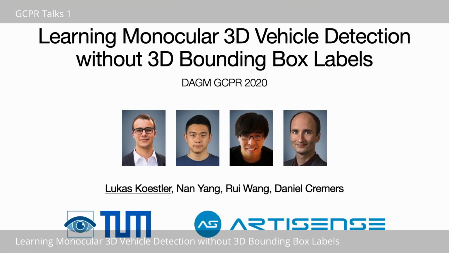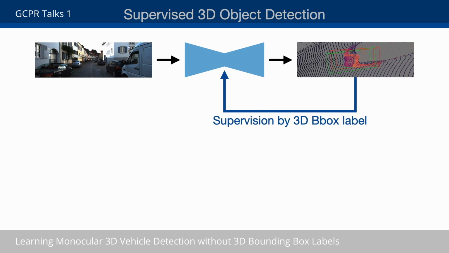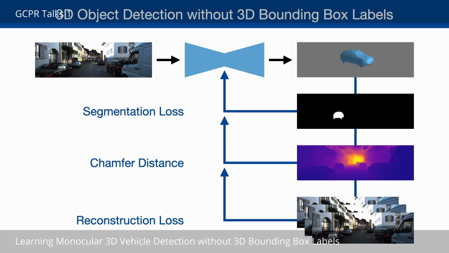We are excited to present learning monocular 3D vehicle detection without 3D bounding box labels. Training 3D object detectors requires large datasets with 3D bounding box labels for supervision. We overcome the need for manual labeling. Instead of a bounding box, our model predicts the pose and shape of each vehicle.